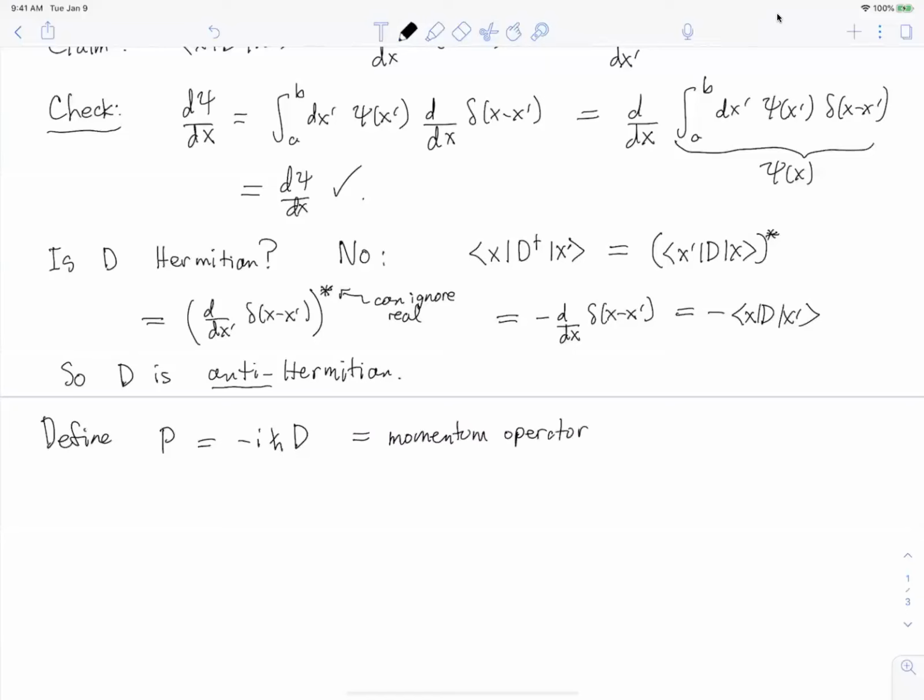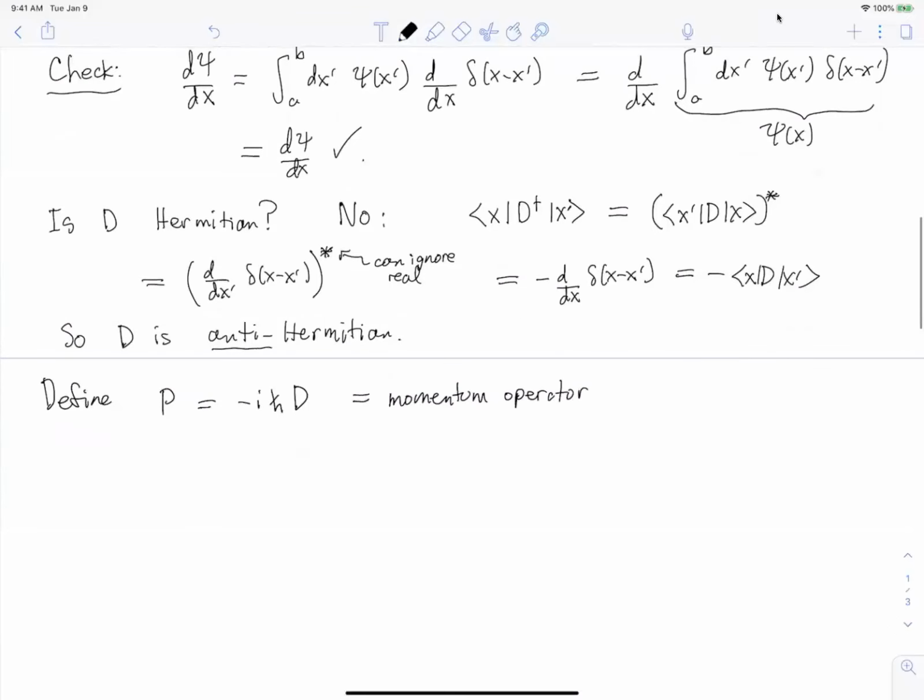Although, again, it's not clear why it shouldn't be, for example, minus 17 i h bar D. But again, in a future lecture, we'll figure out that this is exactly the right thing to be the momentum. Okay, and this is Hermitian. And at least it has the right units for now. So if you put in the units of h bar and the units of a derivative with respect to x, it has units of momentum.